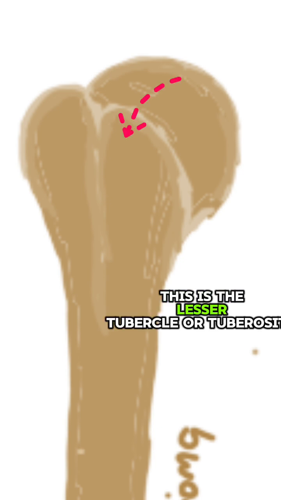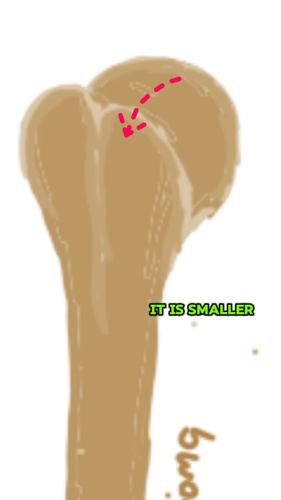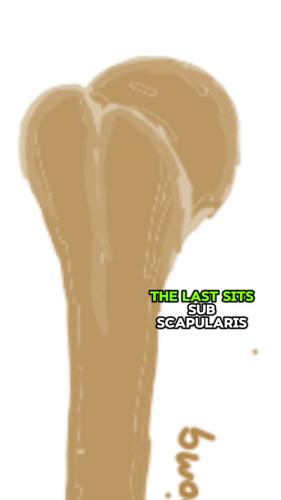This is the lesser tubercle. The projection is smaller and located medial to the greater tubercle. The last of the SITS, subscapularis, attaches here. It is responsible for medial rotation of the arm. It is an important landmark during shoulder surgery and imaging interpretation.